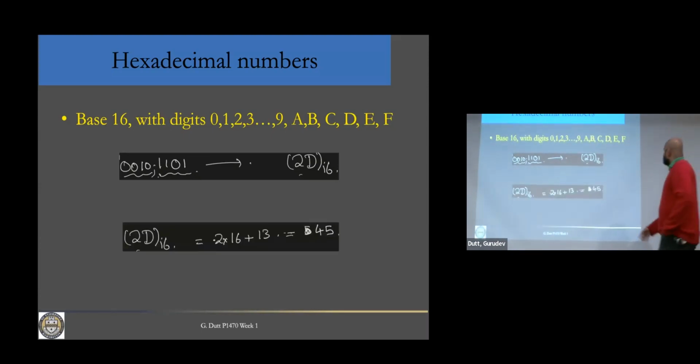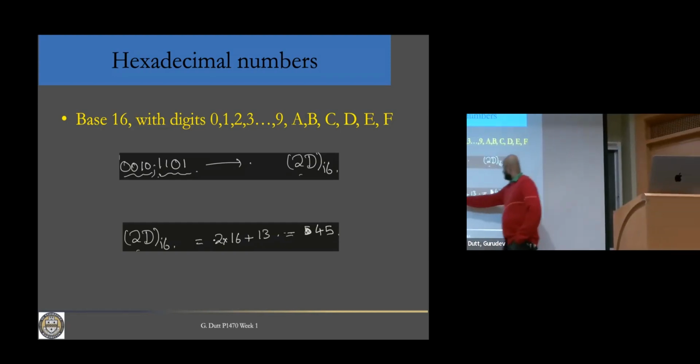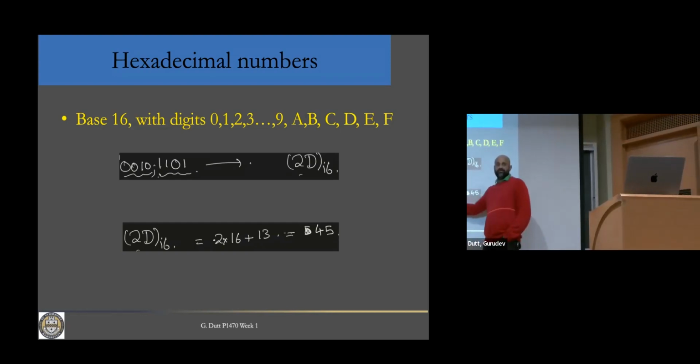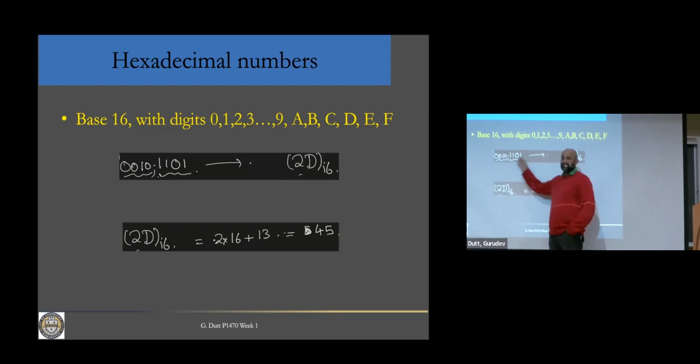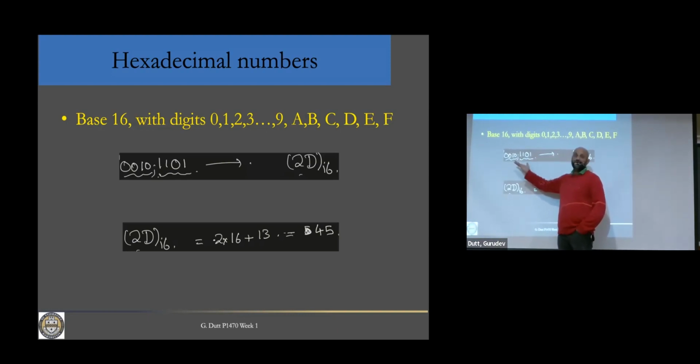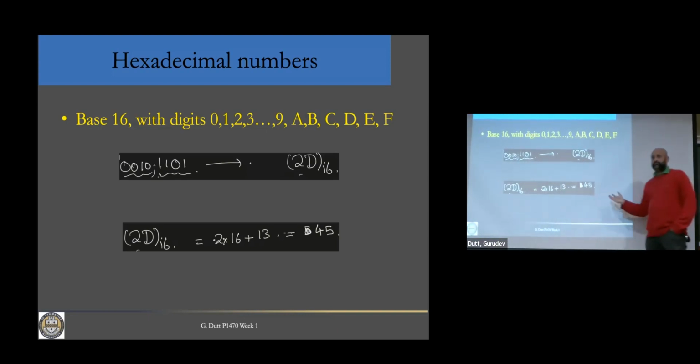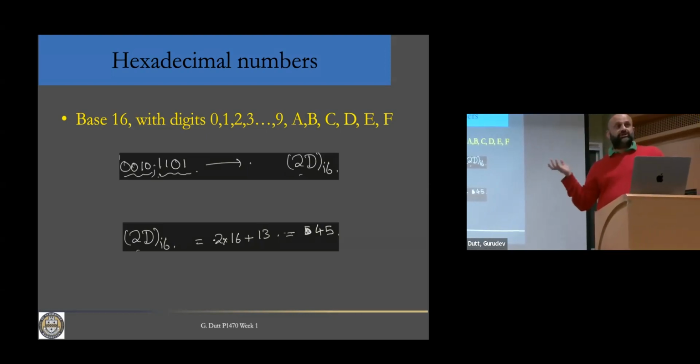We can calculate 2D in base 16 by simply taking the 2, multiplying it by 16, plus D, which is 13. Add those together, you get 45. You can then verify for yourself that the original binary number, 0, 0, 1, 0, 1, 1, 0, 1, if I convert that using binary, I'll also get 45. Easy enough to verify. So this is just another notation. It'll sometimes pop up when we're programming various codes and things like that.